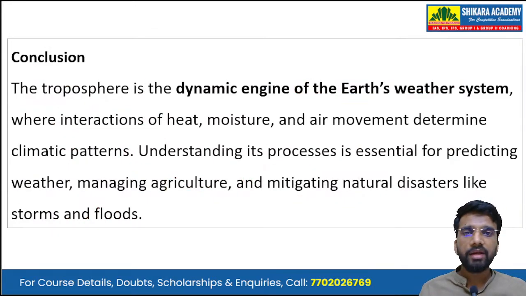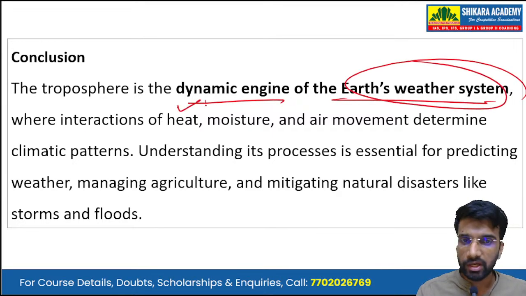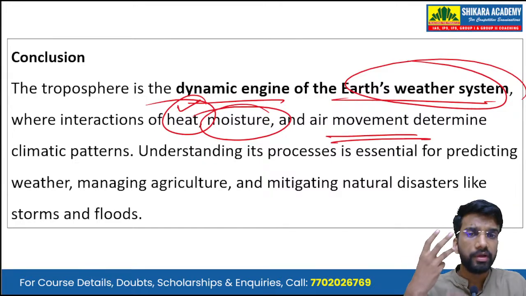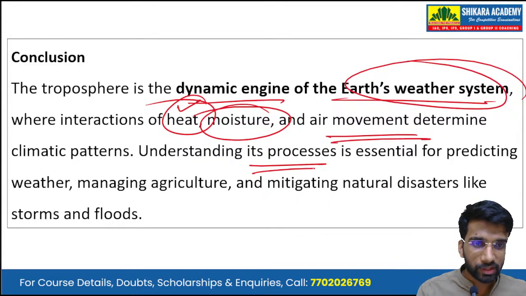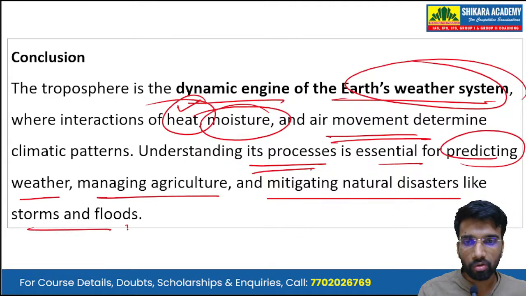So in conclusion, we can write that the troposphere is the dynamic engine of Earth's weather system, where interactions of heat, moisture, and air movement, three things involved, determine the climate patterns. Understanding its processes is essential for predicting weather, managing agriculture, and mitigating natural disasters like storms and floods.